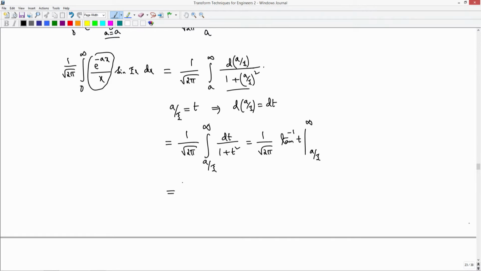So what is this value? It is 1 by root 2 pi times tan inverse of infinity, which is pi by 2, minus tan inverse of a by xi.